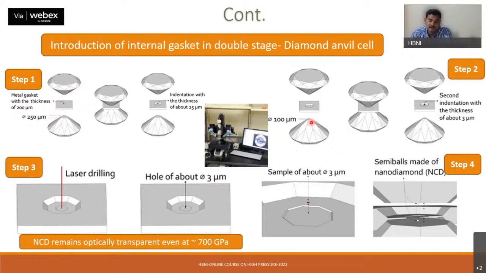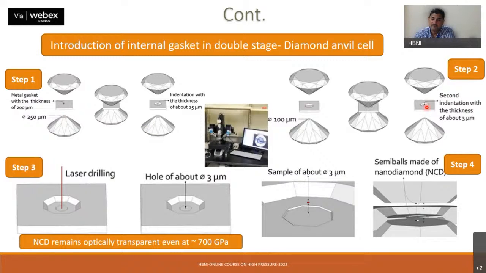With this 100 micron culet, they again indent this 25 micron gasket, and in the second indentation they go to a thickness of nearly 3 micron. You can understand how involved the work is in going from 25 micron to 3 micron. It takes really very, very careful work and many steps to go from step 1 to step 2.